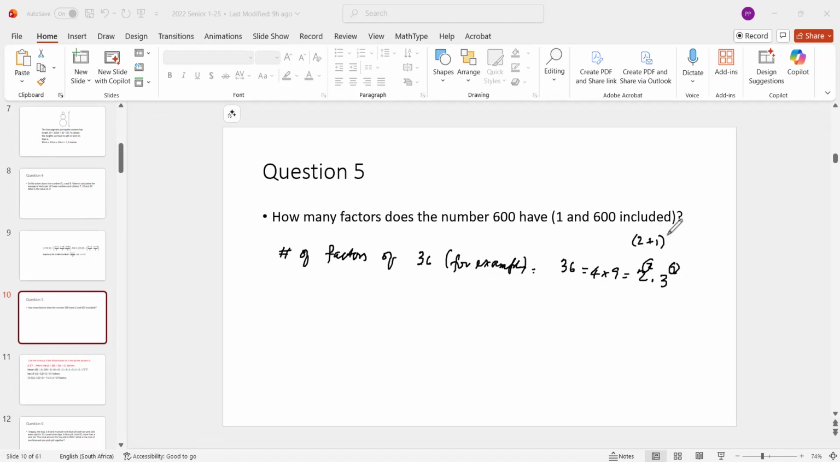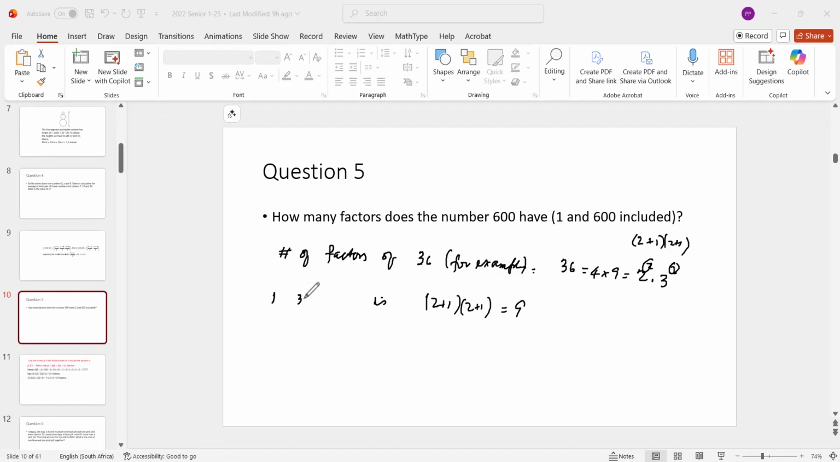you take the exponents, add 1 to each one of them, add 1 to each of the exponents and multiply them out, and that gives you the number of factors, right? So you can actually check it out with 36.